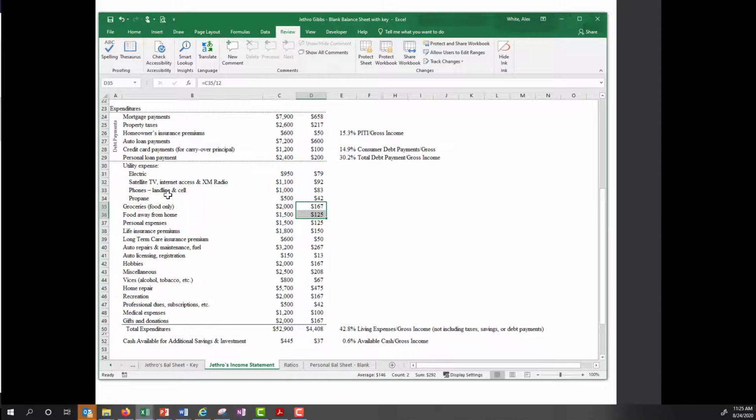With his phones, he's got a landline and a cell phone. Does he actually need the landline? Can we cut that one out and free up some cash? Propane is probably for his heating, so we can ask, is this an average number? Can we reduce that by being more energy efficient?